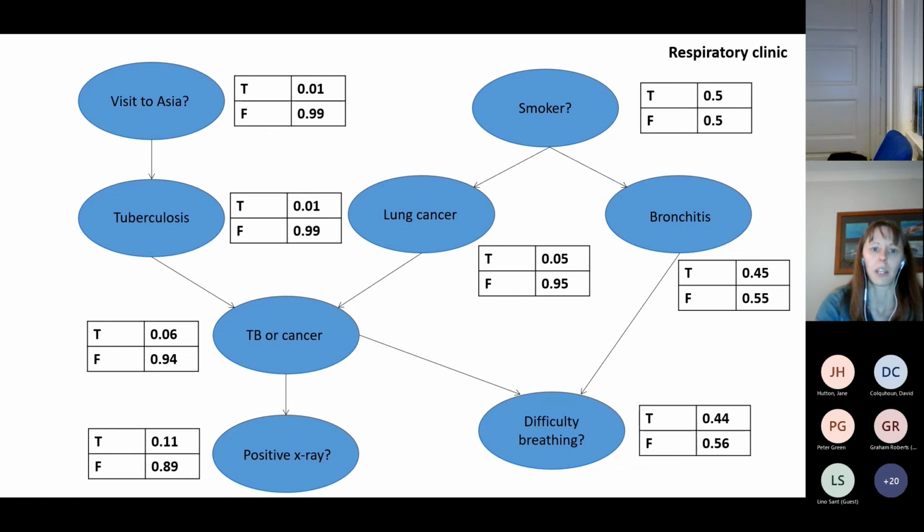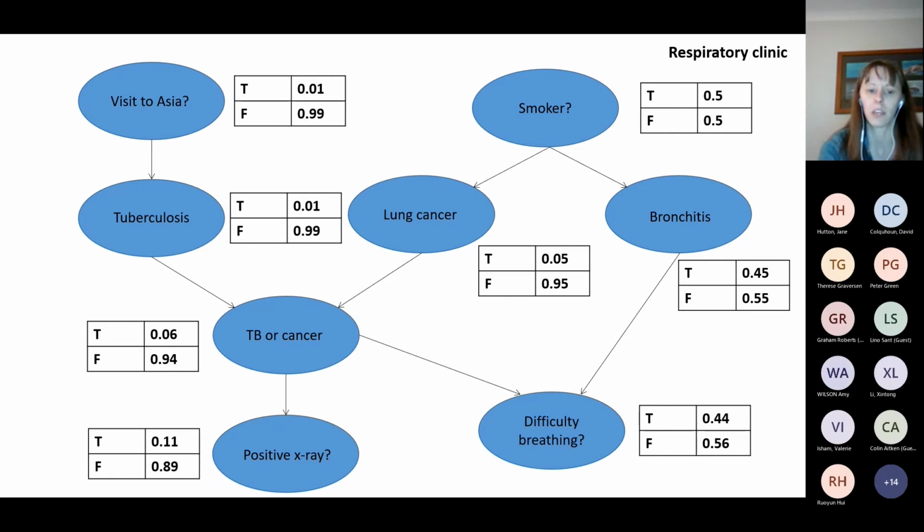We can also populate the probability tables associated with each one of the nodes in this Bayesian network using knowledge about respiratory clinic patients. So if we know that respiratory clinic patients are 50% smokers, for example, this can be used to update this node here. Whether they visit Asia also can be used based on respiratory clinic patient responses to a questionnaire. And then information about the prevalence of tuberculosis, lung cancer, bronchitis can also be included in networks just based on the population of respiratory clinic patients.